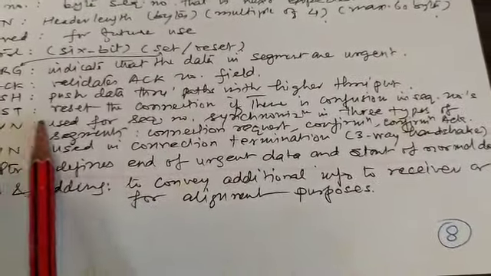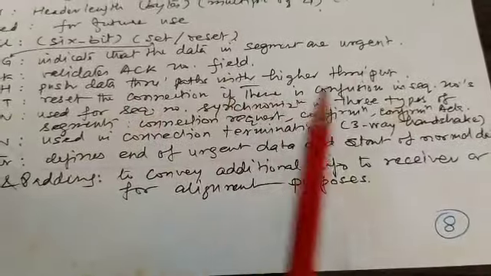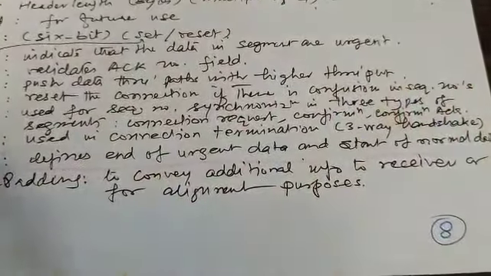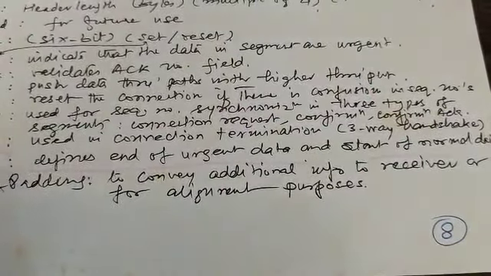Then we have the RST field. Reset the connection if there is confusion in sequence numbers. If there is any kind of confusion, then the reset will be done and this field will be set to 1.